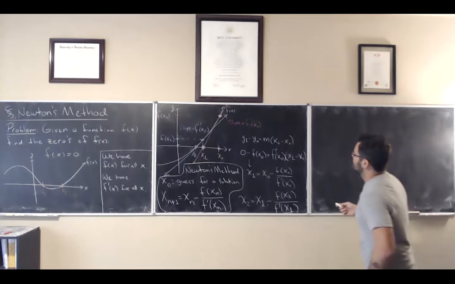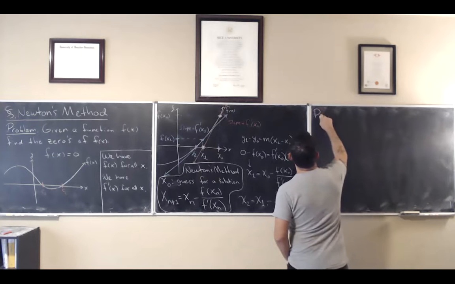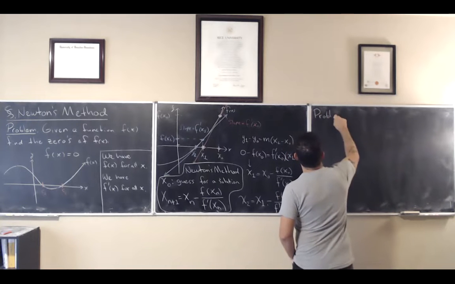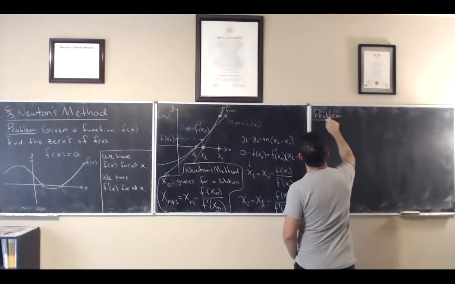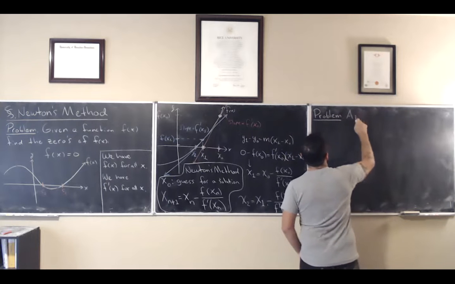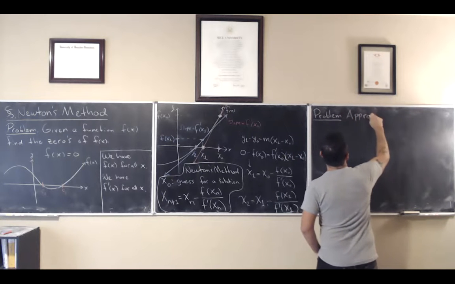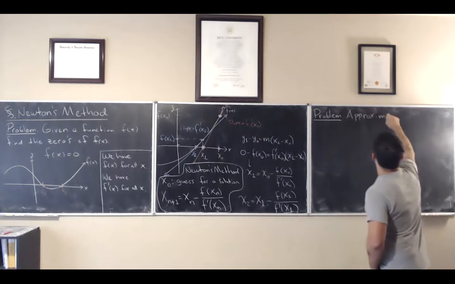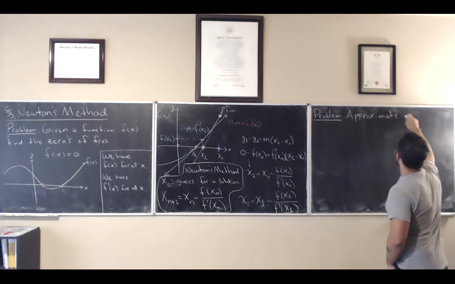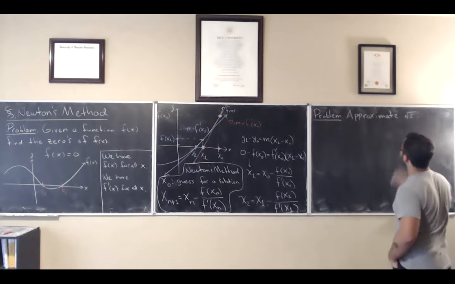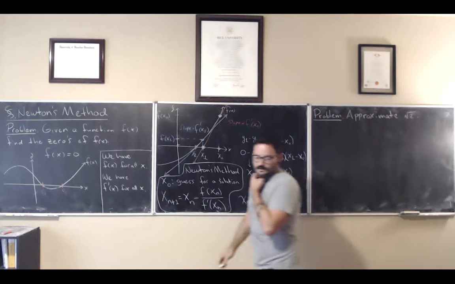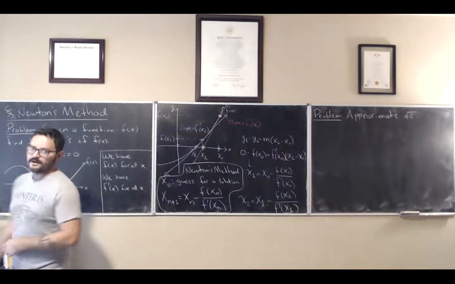So here's a problem. Approximate the square root of 2. Now, square root of 2 is like pi.